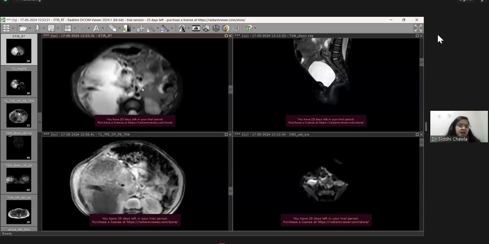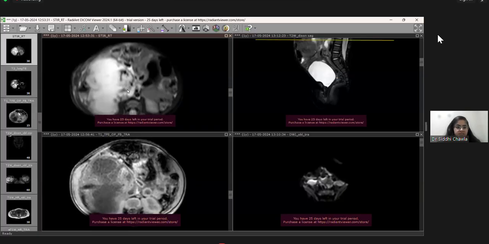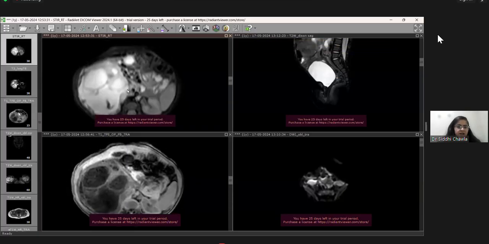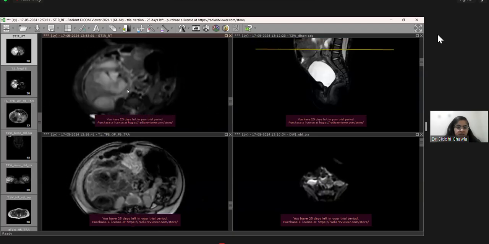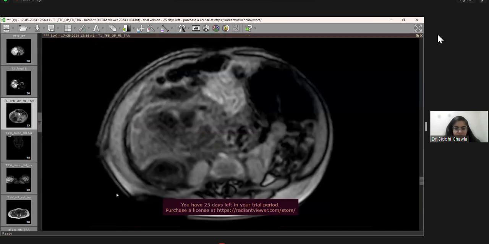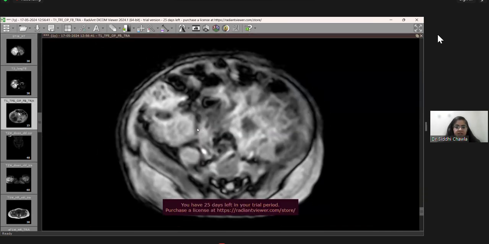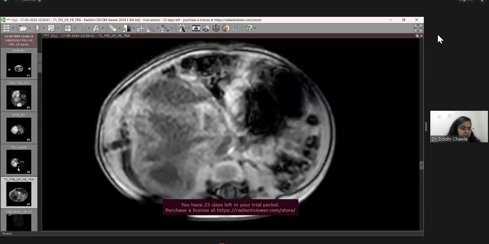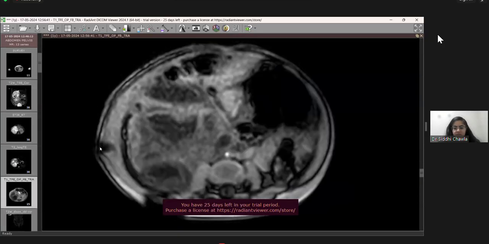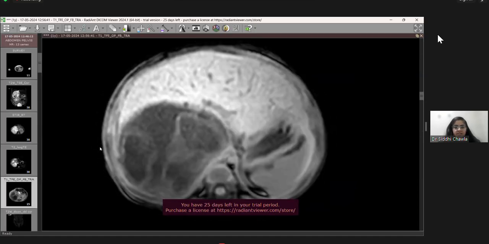On STIR, we again have this multiloculated cystic lesion, and there is no fat suppression within the lesion. We can see the differential attenuation of the parts of the lesion. Then this is the T1-weighted image, and this is out of phase. We want to see if any microscopic fat was there, but again, it was not there.